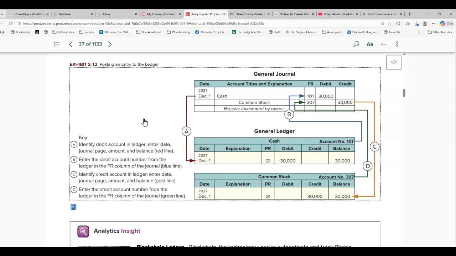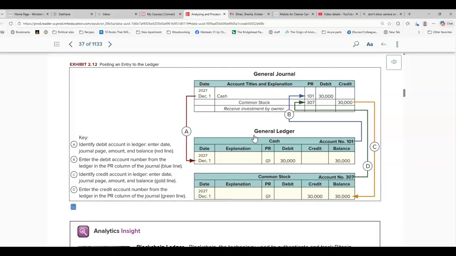We have a general journal entry on December the 1st of 2027. Cash is debited for $30,000. I'm going to go down to the general ledger account for cash, and I'm going to put the date in, $30,000 debit, and the balance now is $30,000. I'm going to update that balance every time. I'm going to put the page number in the journal in the posting reference column of the ledger, and in the posting reference column of the journal, I'm going to put the account number that it went to.